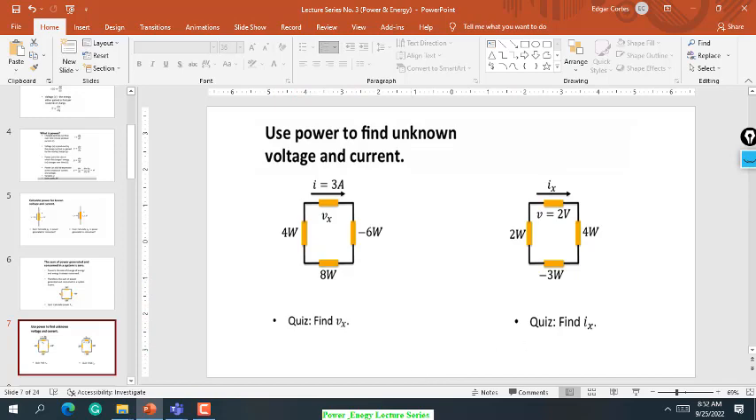Let's pause for a while, 5 minutes, and then I want you to guess the answer, then we will solve. For this one, and also for this one. Let's pause for a while and then let's evaluate your answers. Please inform me if somebody answers Vx and somebody answers Ix, with the concept that we've discussed.